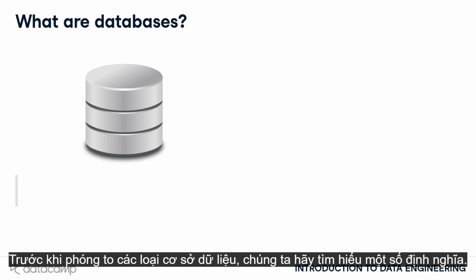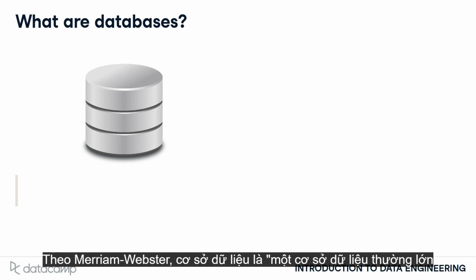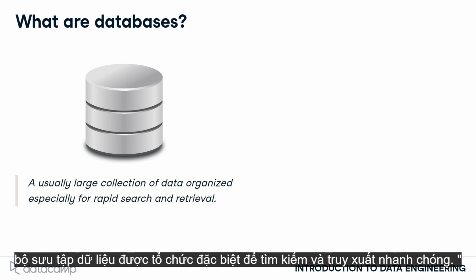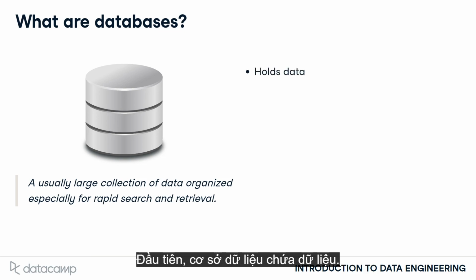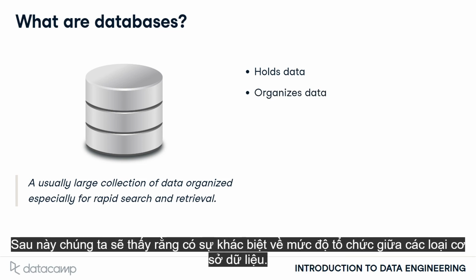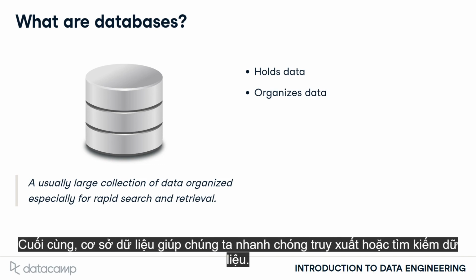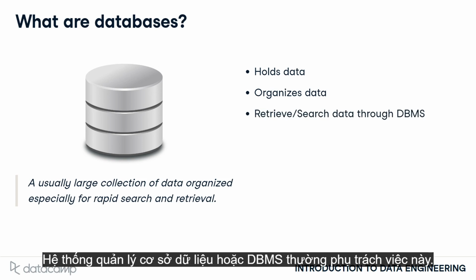Before zooming into the kinds of databases, let's get some definitions out of the way. According to Merriam-Webster, a database is a usually large collection of data organized especially for rapid search and retrieval. There are a few pieces of vital information in this definition. First, the database holds data. Second, databases organize data. We'll see later that there are differences in the level of organization between database types. Lastly, databases help us quickly retrieve or search for data. The database management system, or DBMS, is usually in charge of this.